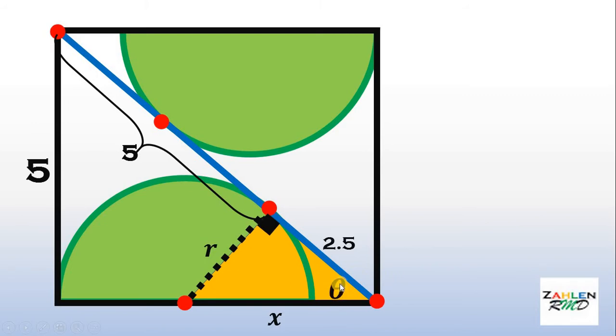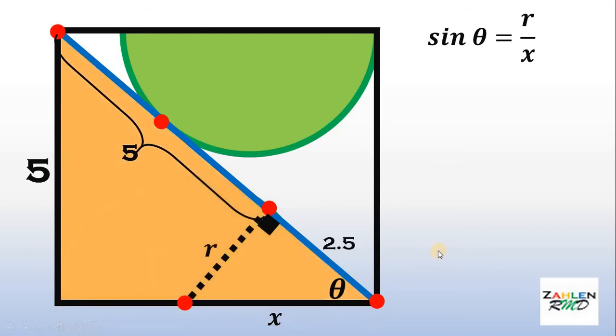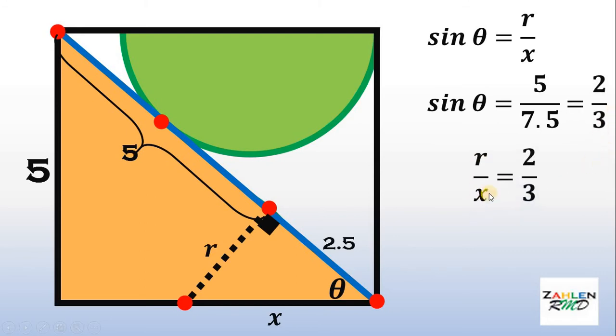Now using some trigonometric function, we can say that sine of theta is equal to r over x, or simply the side opposite of angle theta all over the hypotenuse. Next, consider this big right triangle. Now, using some trigonometric function, if we get the sine of theta, we get 5 over 5 plus 2.5, or simply 7.5, or the opposite of the angle theta over the hypotenuse. Now, 5 over 7.5 simplifies and we get 2 over 3. It follows that r over x must be equal to 2 over 3.